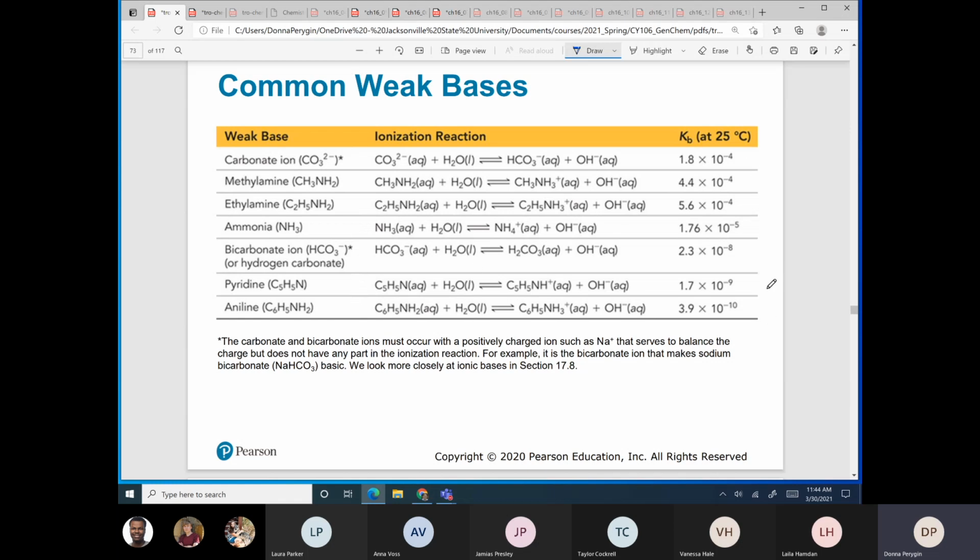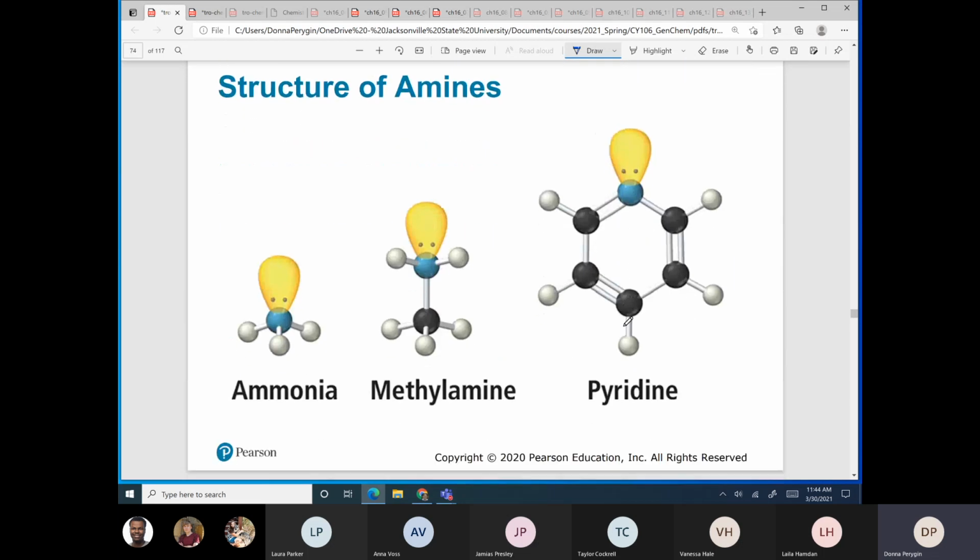Okay, so you have some Kbs for them. In other words, how well do they dissociate? So the higher the number, the better the dissociation in water. So this is going from stronger to weaker. Okay, so amines are bases because they have this lone pair, and I've got to run through this stuff real fast. I'm sorry I'm going so fast, but I need to move forward.